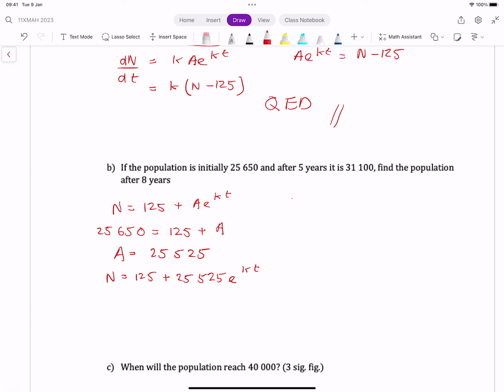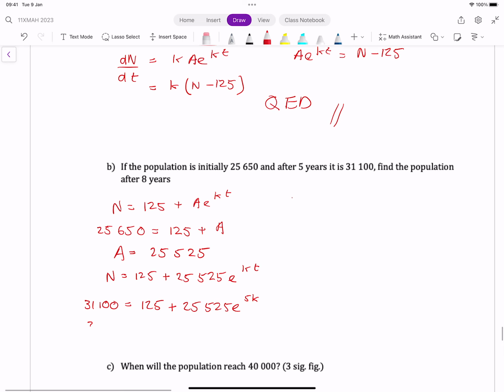Right. After 5 years, it's now 31,100. So we're going to say 31,100 is equal to 125 + 25,525e^(5k). If we subtract 125 over, we're going to get 30,975 is equal to 25,525e^(5k).